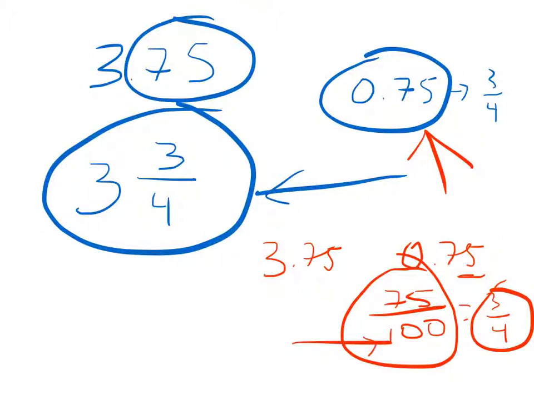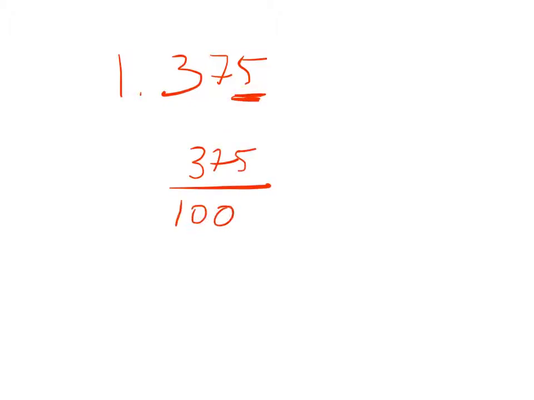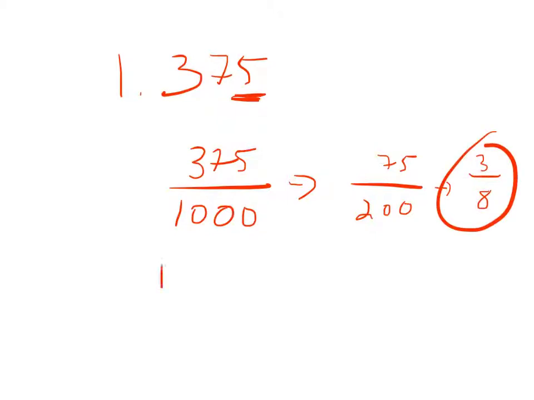So I'm going to show one more there like that. Let's say we had 1 and 0.375. Again, we'd have 375 and the 5 here is in the thousandths place. And then we could reduce that. I could divide both of them by 5, and then I could divide them both by 25. So I get down to 3/8. So now I can say 1 3/8.